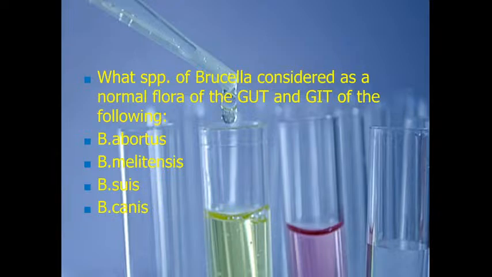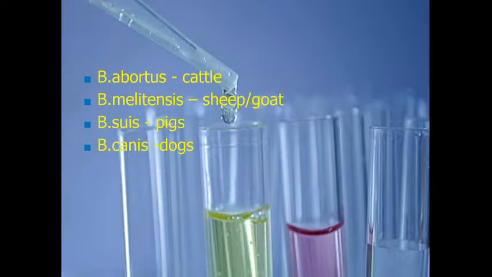Brucella is the normal flora of the following organisms, of course. Brucella abortus is for cattle. Brucella melitensis is for sheep and goat. Brucella suis is for pigs, and Brucella canis is for dogs. Please don't forget these things.